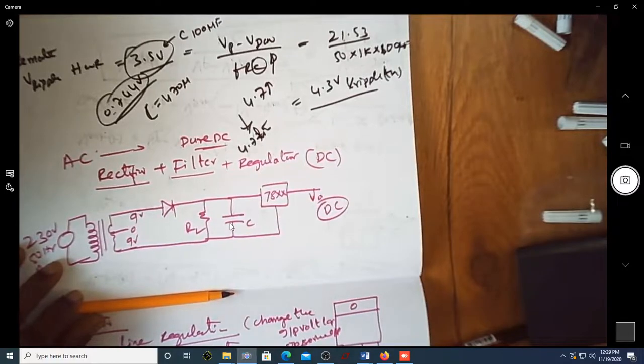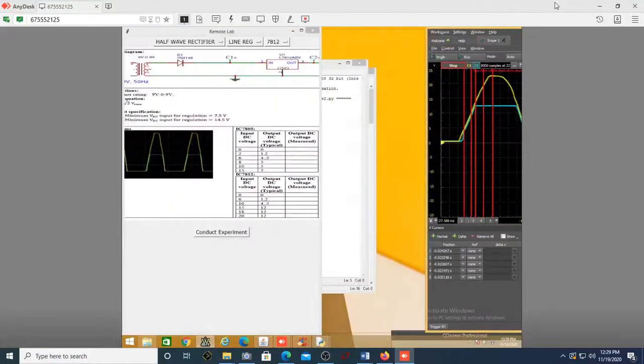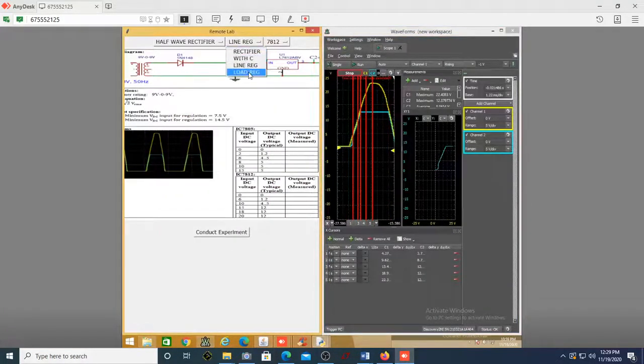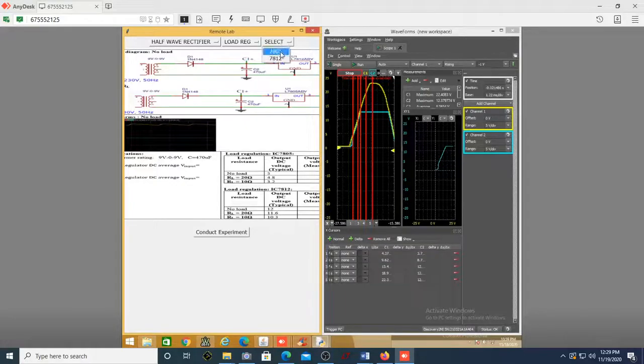Now let me put a capacitor and try to see what is the output voltage. That can be seen in this load regulation. I'll go to load regulation. Just carefully observe how the circuit looks like. Can you see now? There's a diode, there's a capacitor. The resistor required for this capacitor to discharge is the input impedance. Can you see this is a regulator?